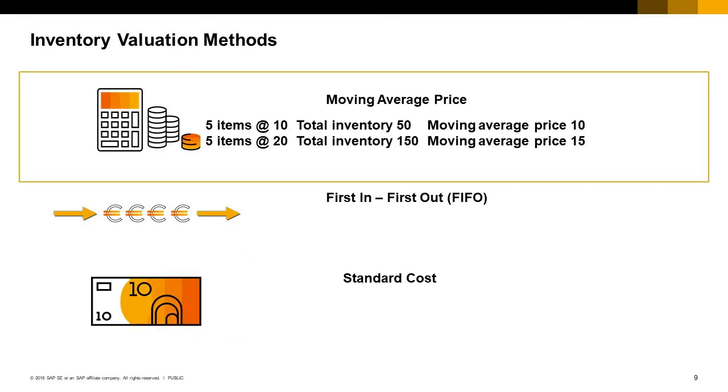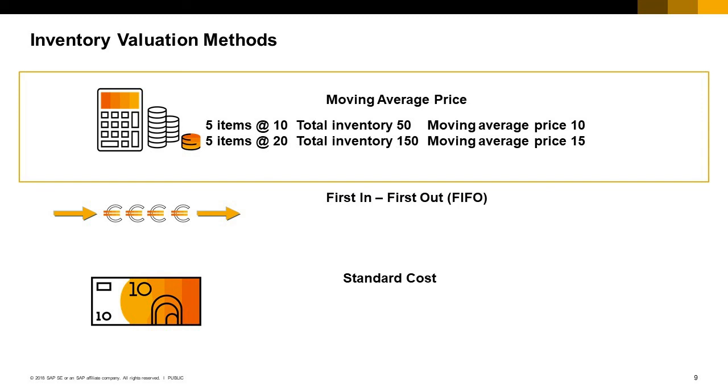First, we will look at the moving average method. When using this method, the system calculates the moving average price by dividing the total value of the goods by the quantity in stock. For example, let us say you buy 5 items for a price of 10 each. You have 5 items worth 50. The moving average price is 10.